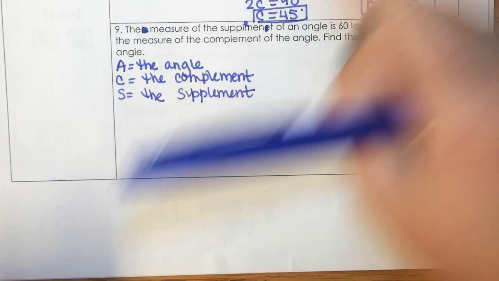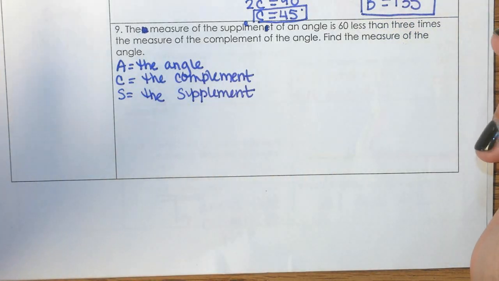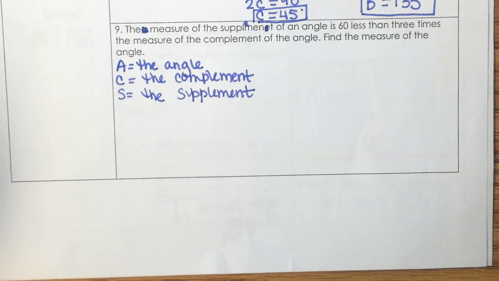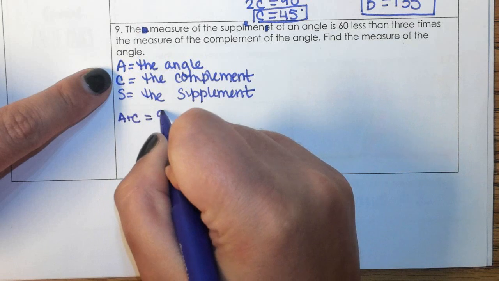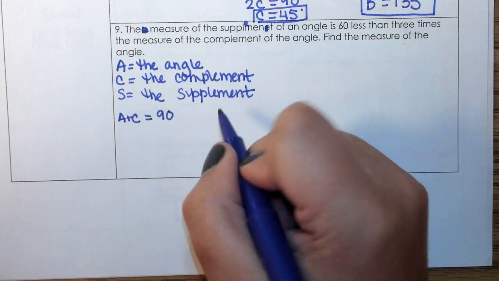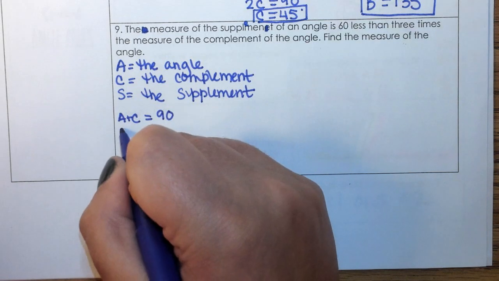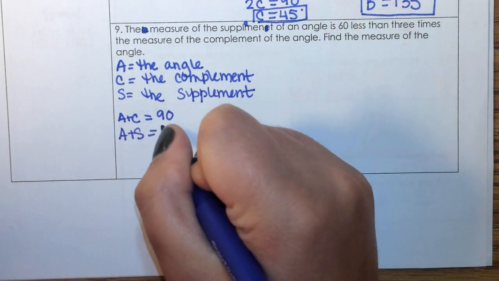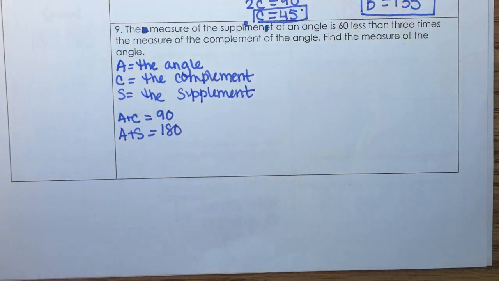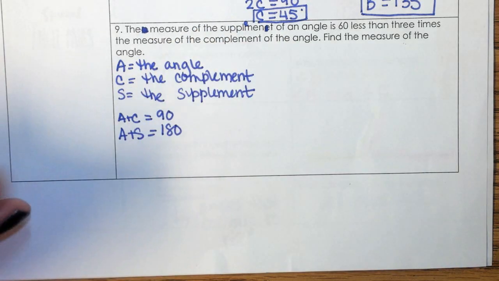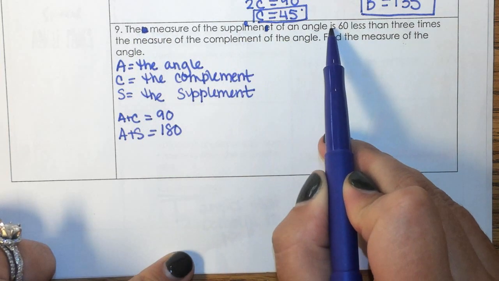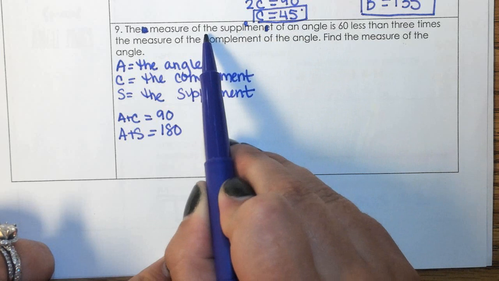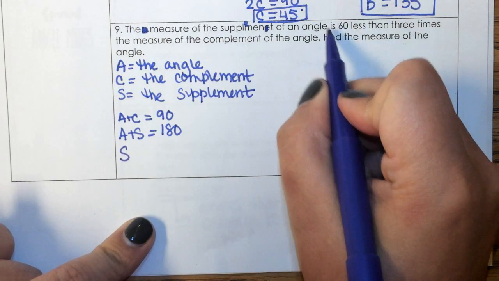Okay. So just like the bullet points above, let's get our 2 easy equations written down. I know that A and C are going to be complements, so they're going to add up to be 90. I know that A and S will be supplements, so they're going to equal 180 degrees. And then let's use the words of this problem to figure out what our third equation is going to be. So we have the measure of the supplement of an angle, we talked about that being S, and we know that "is" means equals.